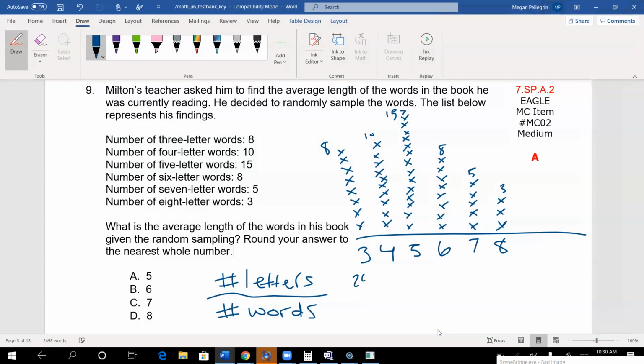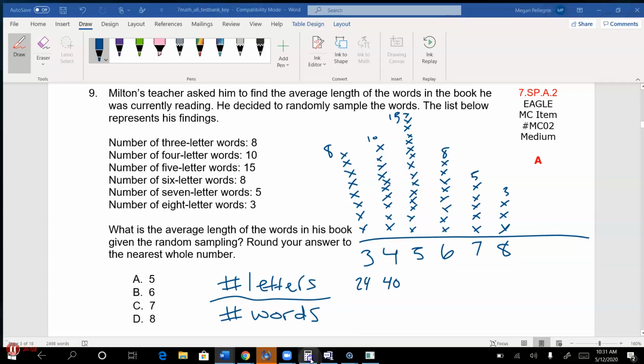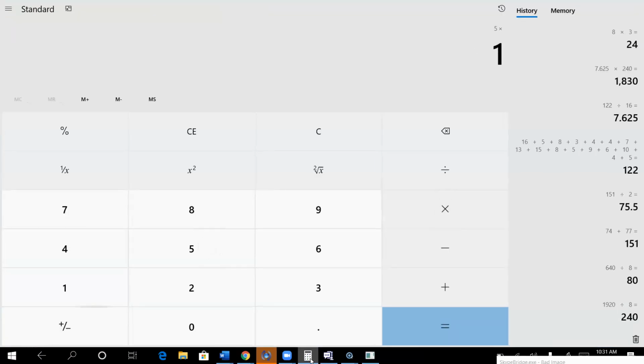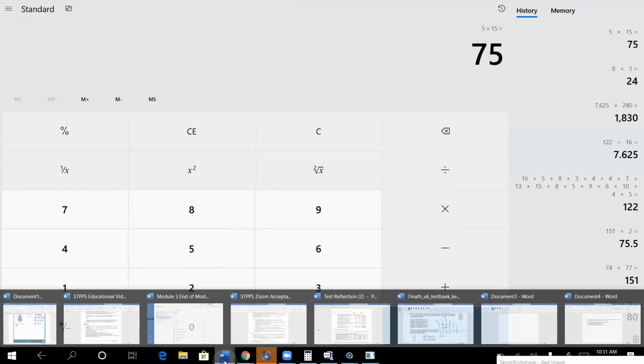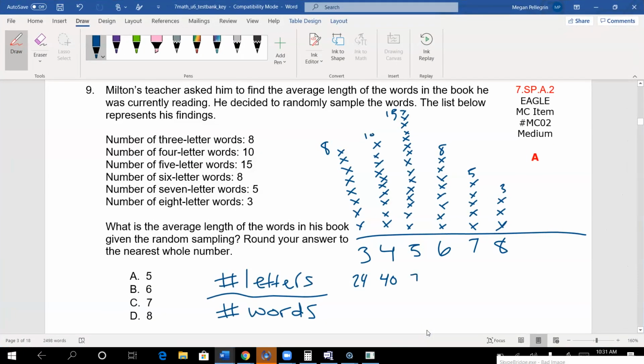So there's 24 letters that were used here. And then 4 times 10, 40 letters in the second category. 5 times 15, which gives me 75. 6 times 8 is 48. 7 times 5 is 35. And 8 times 3 gives me 24.